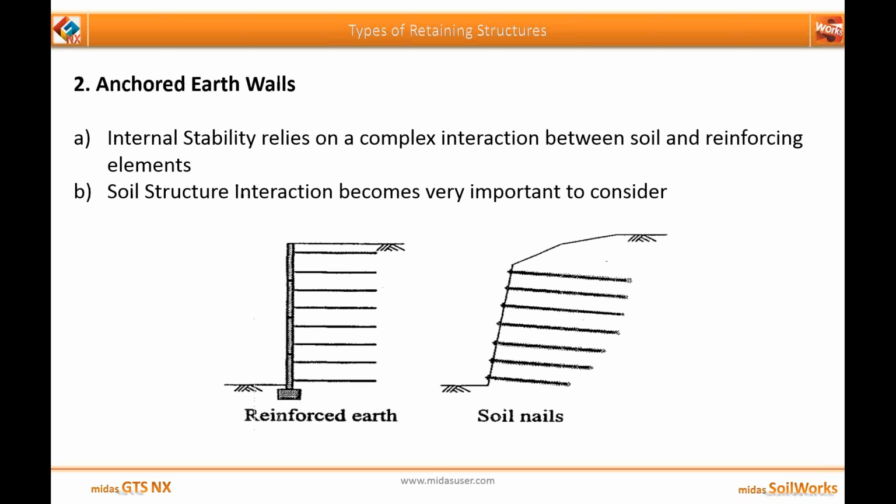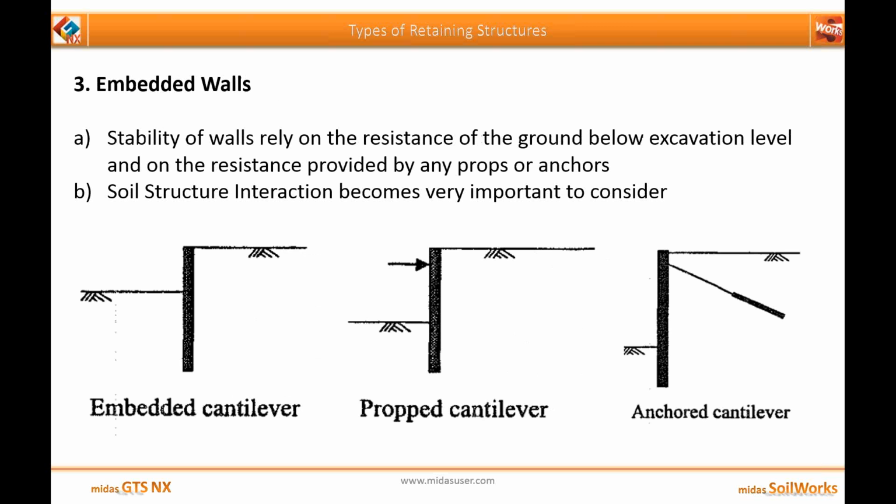Now, second is the anchored earth walls. The internal stability of such kind of walls relies on a complex interaction between soil and reinforcing elements. Hence, the soil structure interaction becomes very important to consider. Third is the embedded walls. The stability of the walls relies on the resistance of the ground below the excavation level and on the resistance provided by any props or anchors if you are going to use. So once again, the soil structure interaction becomes very important to consider in such kind of retaining structures.